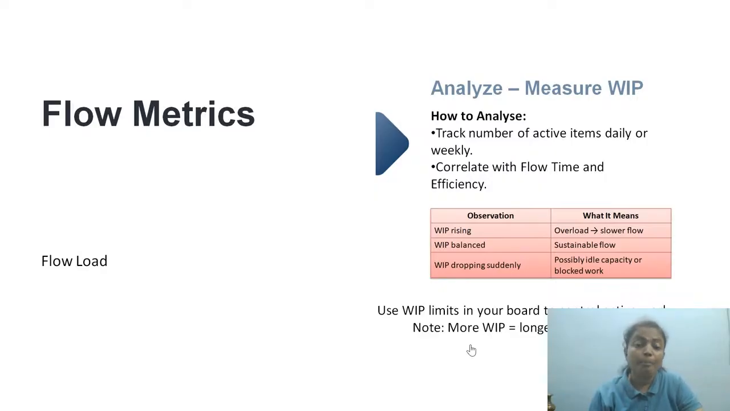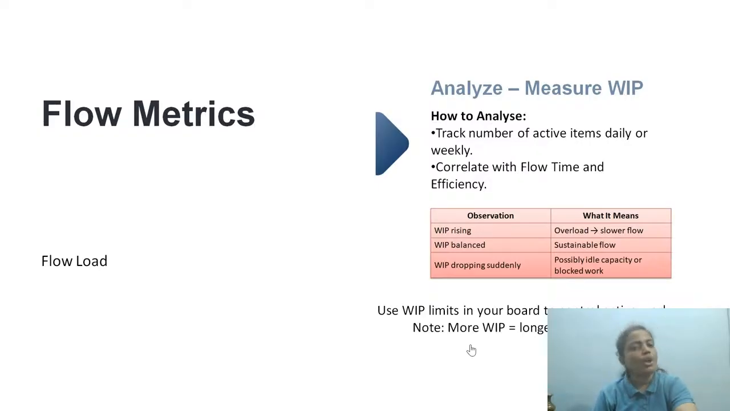Work in progress dropping suddenly, possibly idle capacity or blocked work. Too much blocked work. Suddenly the WIP limit has reduced, the load has suddenly reduced. These are some of the observations that you can make from the flow load. So, always use a WIP limit in your board to control the active work.